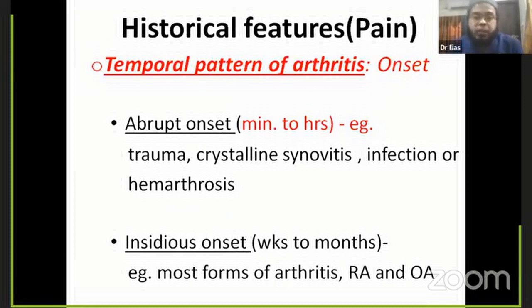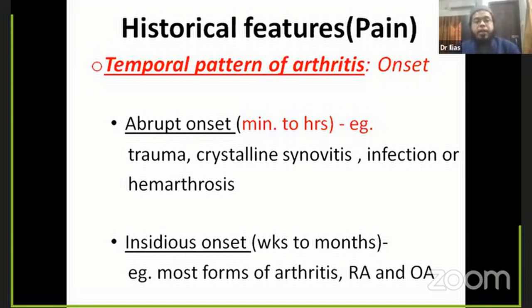And if you think of the pain, actually, we must clarify the pain according to the temporal pattern of arthritis. That is how the pain is coming and over what time duration the patient is feeling the pain. If you think of the onset of the pain, at that time we must think of the pain according to the acuteness, chronicity or subacuteness.